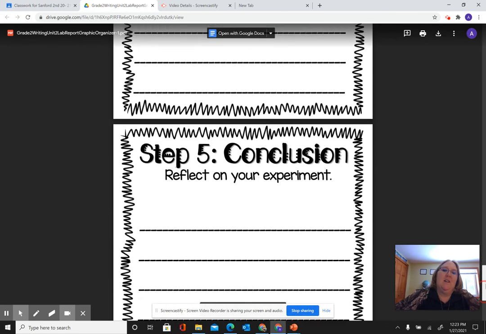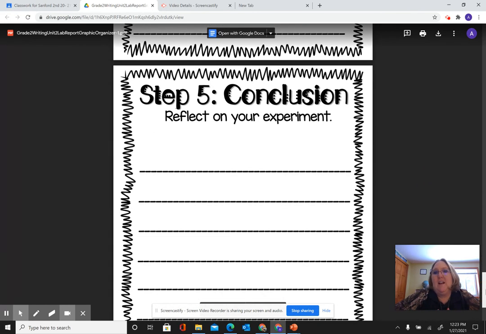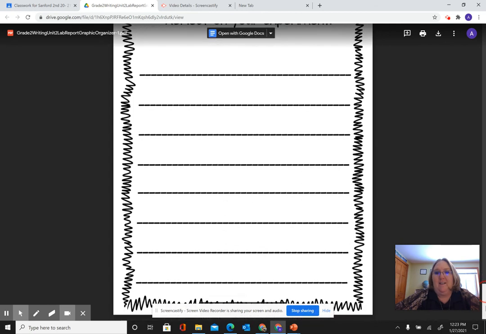Okay. Step 5 is your conclusion. You reflect on your experiment. So you tell me what you learned, what you got out of it, what you thought about your hypothesis, that it was correct or that it was incorrect. So those are the things that I'm looking for in this packet.